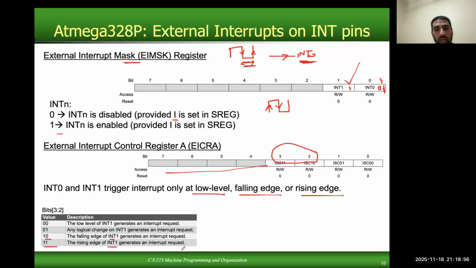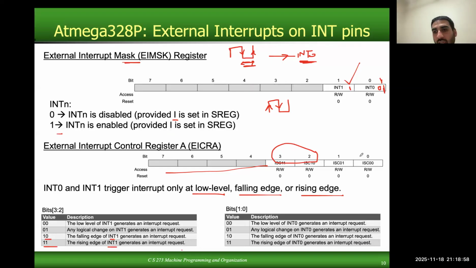And the same goes for bit positions 0 and 1, but they apply to INT0, not INT1, and the meaning of the bit values is the same. 0 0 means low level, 0 1 means any transition, high to low and low to high, 1 0 means falling edge, and 1 1 means rising edge. Any questions?